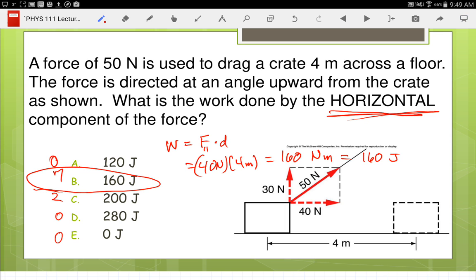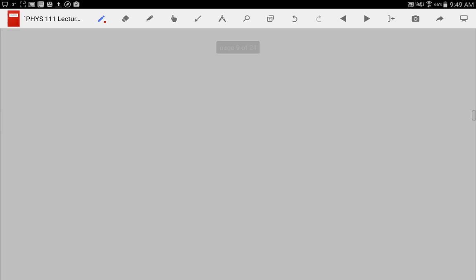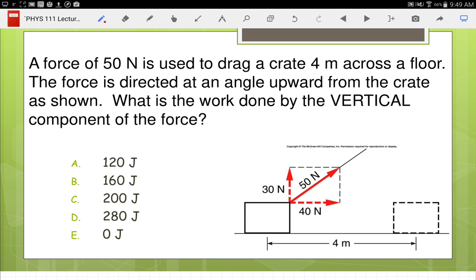Let's ask about the vertical force. I forgot to advance this one. How much work is done by the vertical force for the same problem?